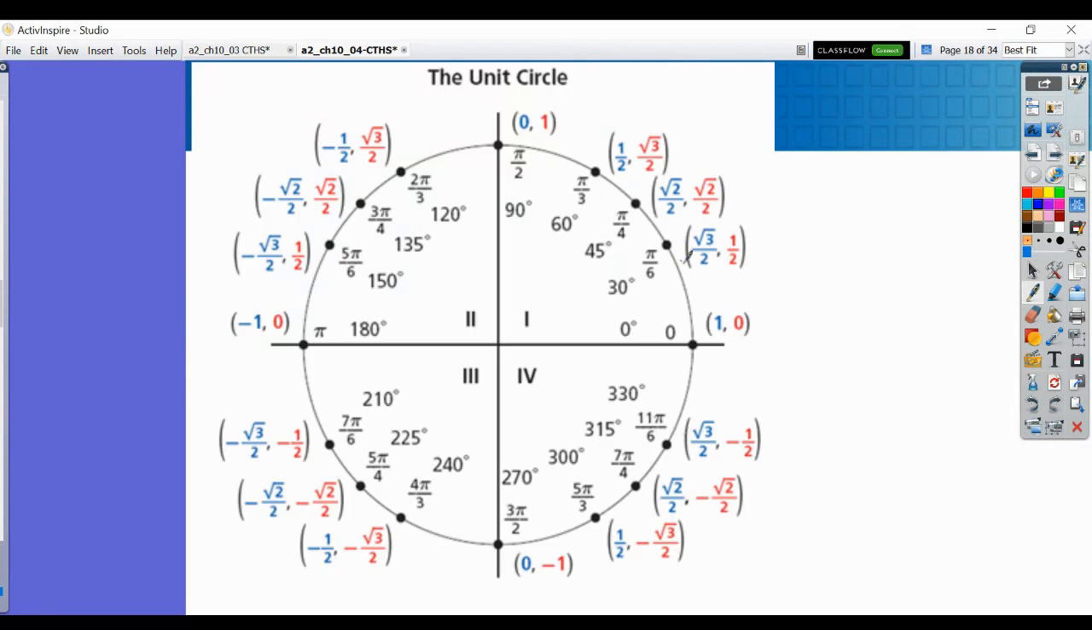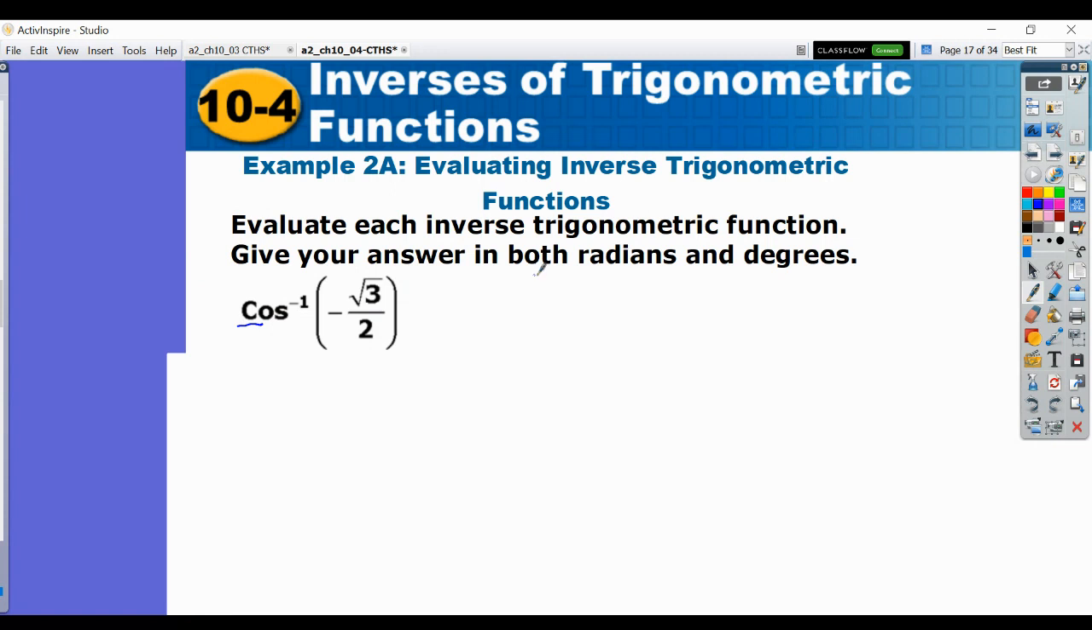So we're going to go to the unit circle and find negative square root of 3 over 2 in the cosine position. Notice you'll find it in two spots. For cosine, we want to stay on the top half. So which one of these answers do I want to give? 5 pi over 6. If I'm talking about radians, the answer is 5 pi over 6.